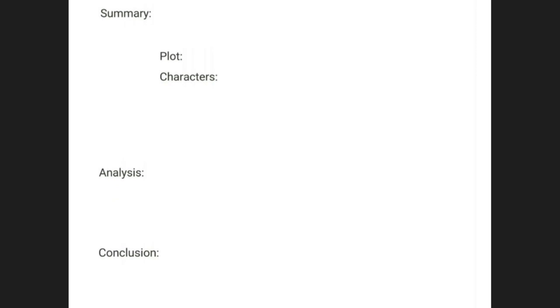in the summary. Remember, this has to be a bigger paragraph, and you can have parts again in this paragraph, like plot can be discussed in a separate paragraph, characters can be discussed in a separate paragraph. Then come to the next paragraph, analysis.